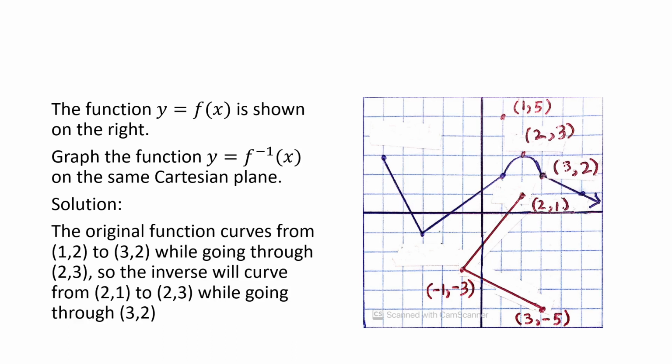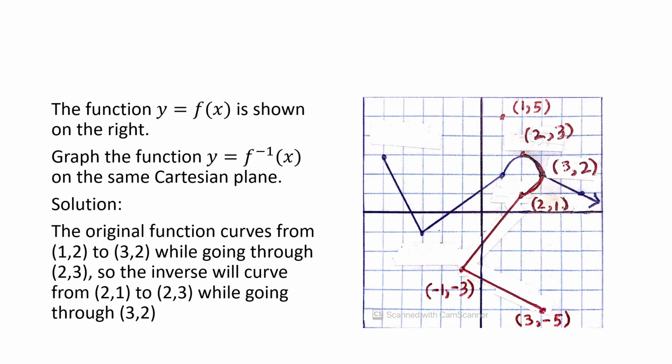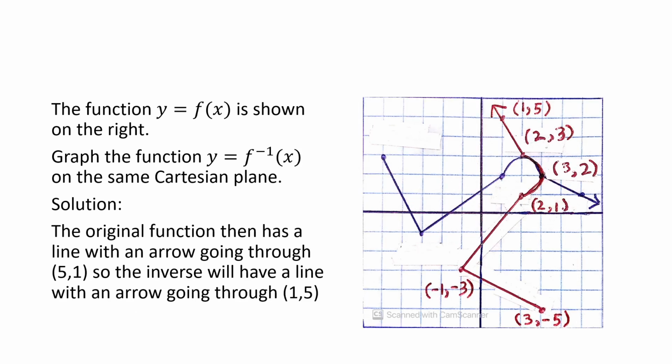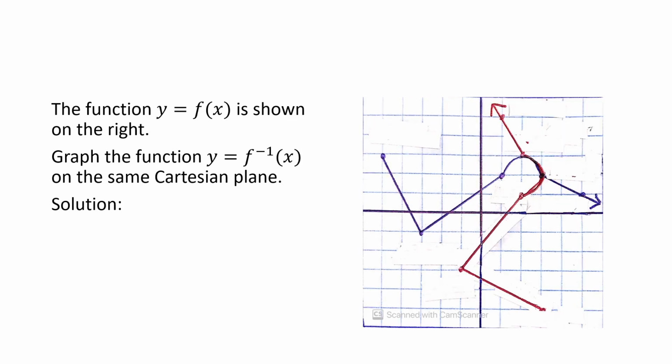The original function goes from (1, 2) to (3, 2), while going through (2, 3). So the inverse will go from (2, 1) to (2, 3) while going through (3, 2). So look in the upper right quadrant there, and you'll see the inverse looks like that. And finally, because the original function shoots through (5, 1) with an arrow, this inverse will shoot through (1, 5) with an arrow. Okay? Now, that's what the inverse of the function looks like.